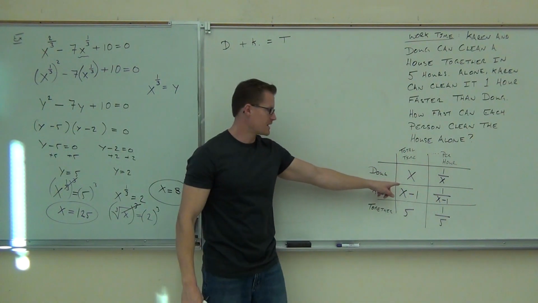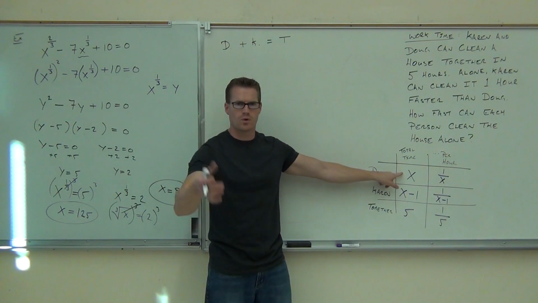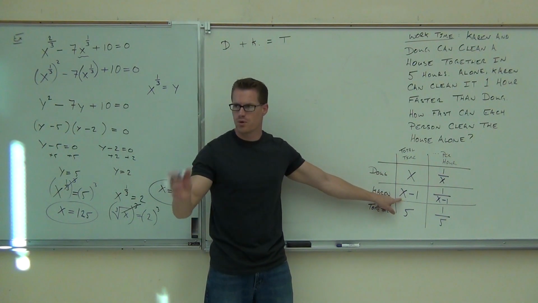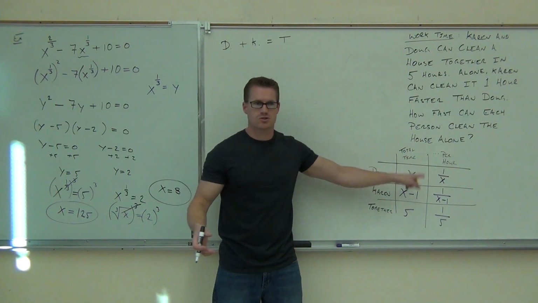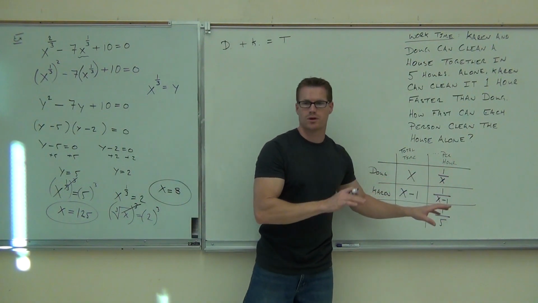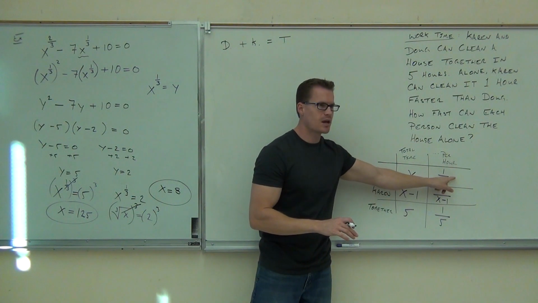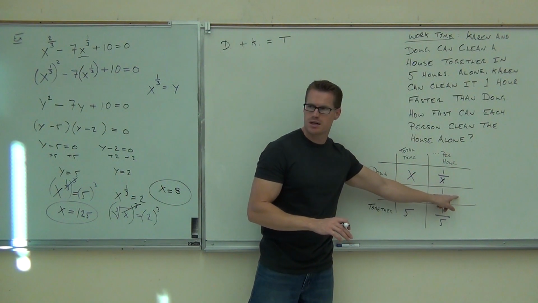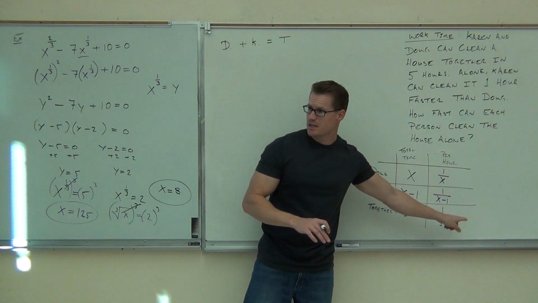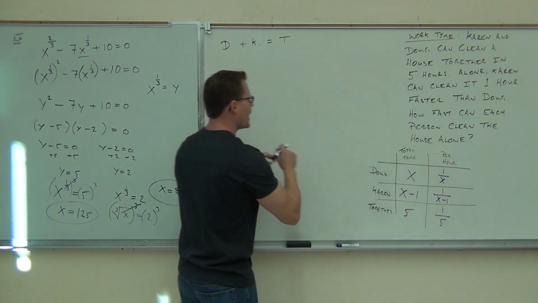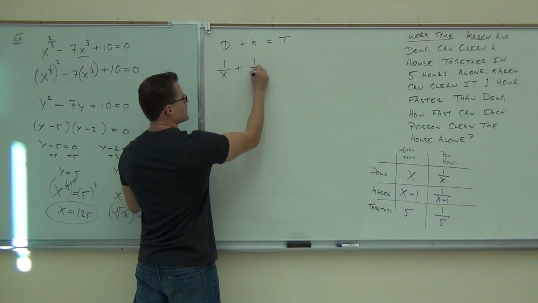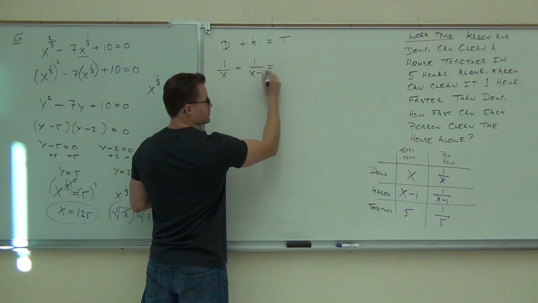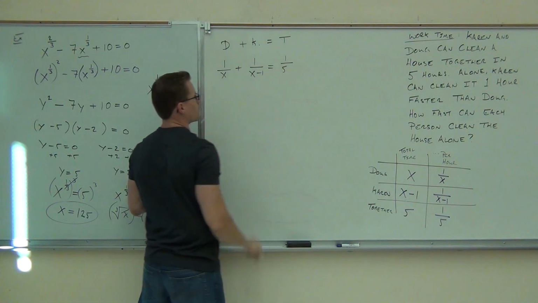It's not Doug's time for the whole house plus Karen's time for the whole house equals together for the whole house. Doesn't make sense. You're adding up a lot of extra work here. But per hour, it does work. It says how much Doug can get done in an hour plus how much Karen can get done in 1 hour is equal to how much they can get done together in 1 hour. So we add that column. We do Doug per hour plus Karen per hour equals together per hour.